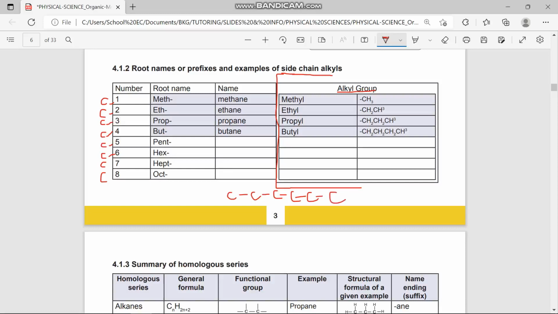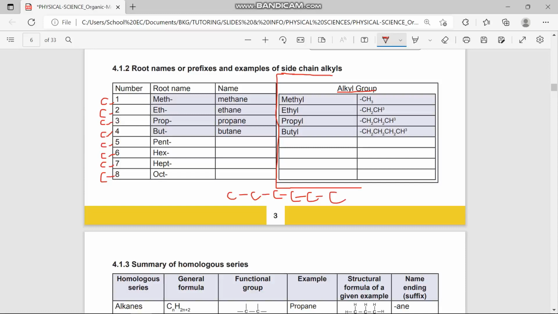We have 7. If your compound has 7 C atoms, or 7 carbon atoms, when I'm saying C atoms, I'm saying carbon atoms, guys, it's going to start with hept. To name the compound, it's going to start with hept. Heptanol, heptanone, heptane, heptyne, for example.